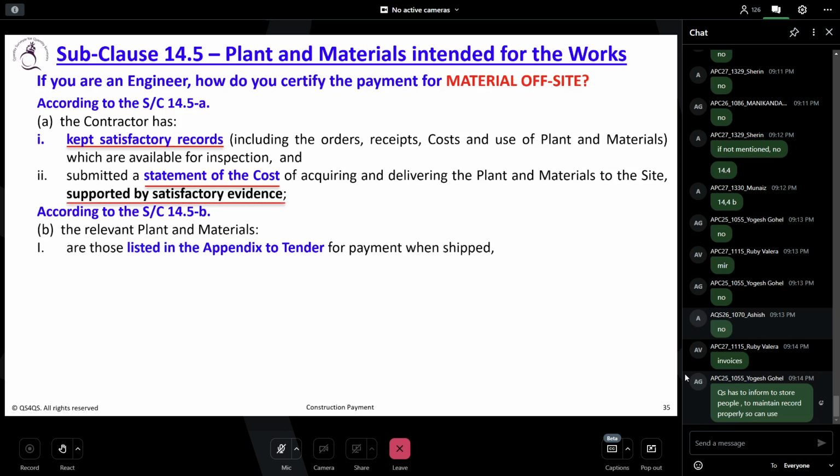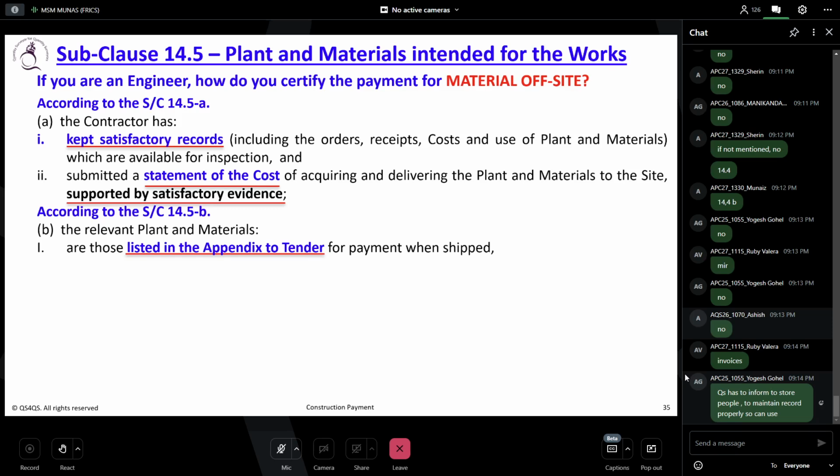The relevant plant and material are listed in the appendix to tender for payment. Now, before you pay them, you make sure whether they are listed material or not. If it is not in the list, can you pay them? That's what I said. If there's no list, 14.5 cannot be applied. The list is very important.